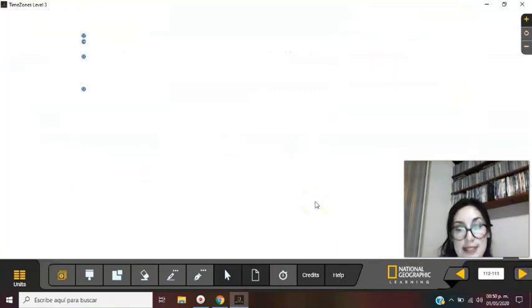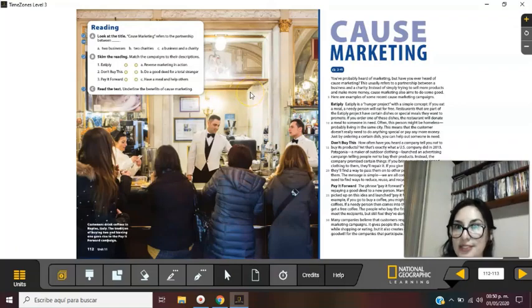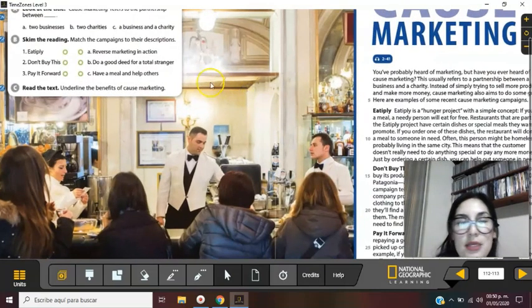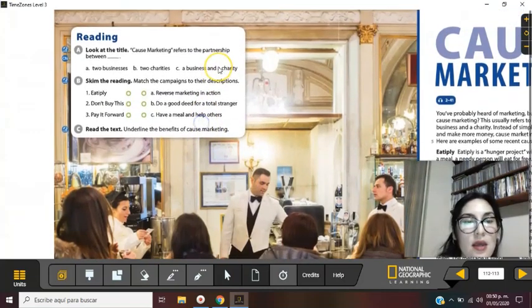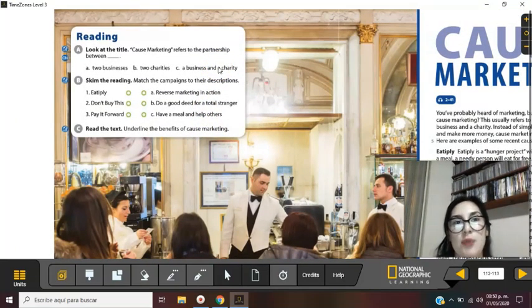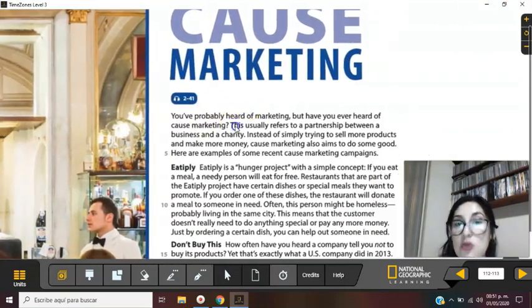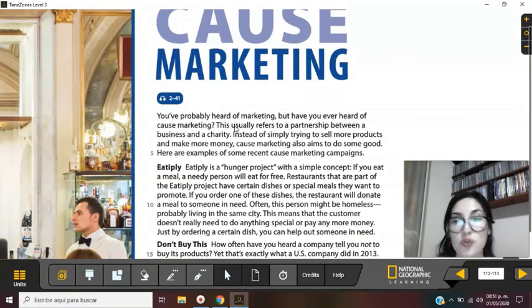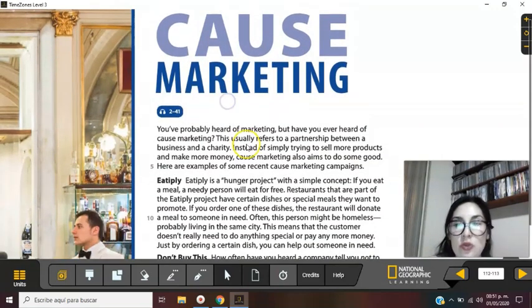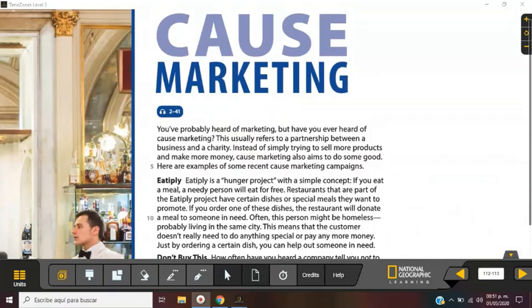Now let's continue with the next page, guys. Page 112 is your turn to check cause marketing. Okay? Let me check with you. Reading. Look at the title, cause marketing, and it refers to the partnership between business and charity. And letter B, you have to try to answer A, B while you are doing this exercise, okay? You are going to listen. I'm going to play it. If you need to, you can play it once, twice, 3 times, fine for me. Just pause the video and listen again, okay? So, let's check, and here we go.